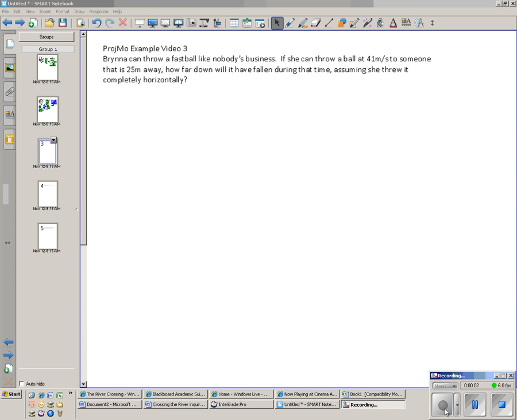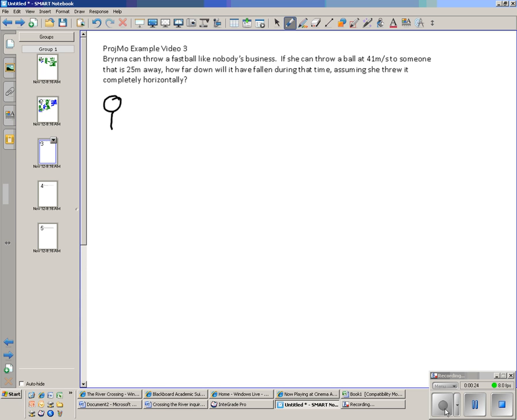This is ProjMo example video 3, still horizontal motion. Brenna can throw a fastball like nobody's business. She can throw a ball at 41 meters per second to someone that is 25 meters away. How far down will it have fallen during that time, assuming she threw it completely horizontally?